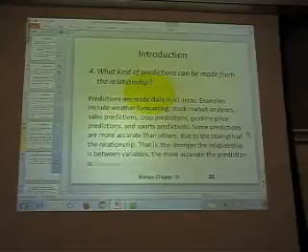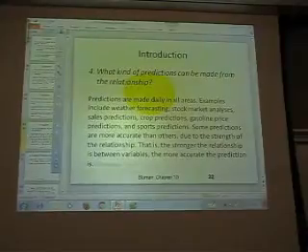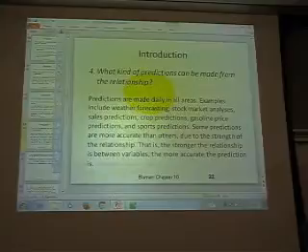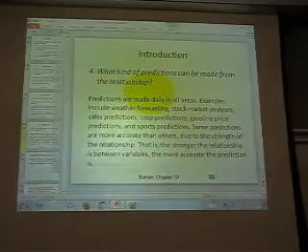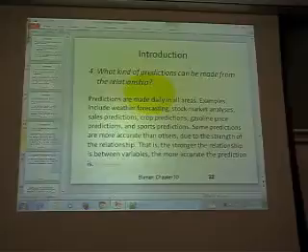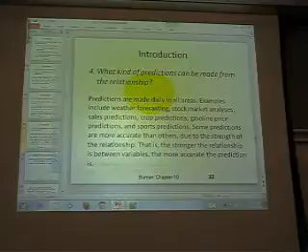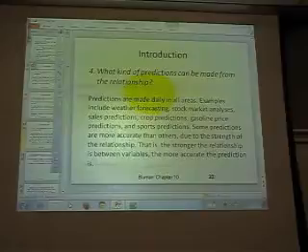Jessica? What kind of predictions can be made from the relationship? Predictions are made daily in all areas. Examples include weather forecasting, stock market analysis, sales predictions, crop predictions, gasoline price predictions, and sports predictions. Some predictions are more accurate than others due to the strength of the relationship. That is, the stronger the relationship is between variables, the more accurate the prediction is.